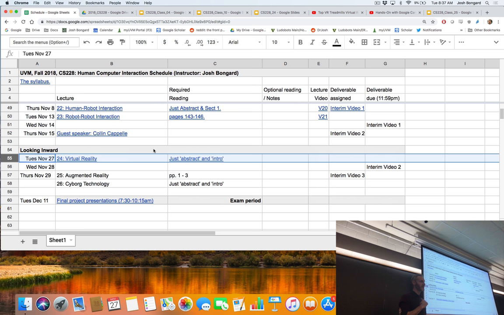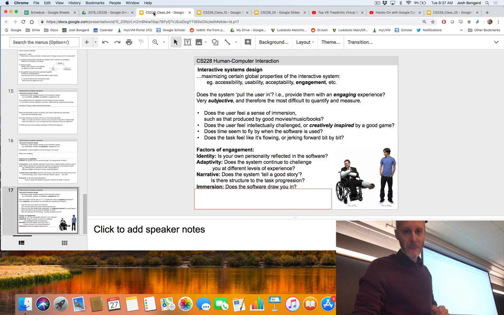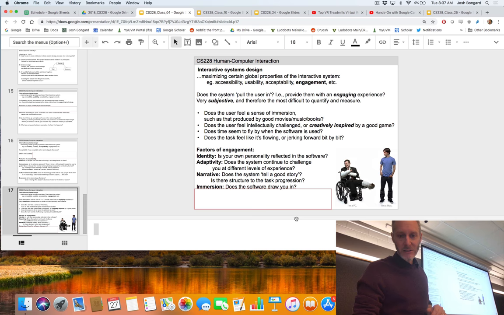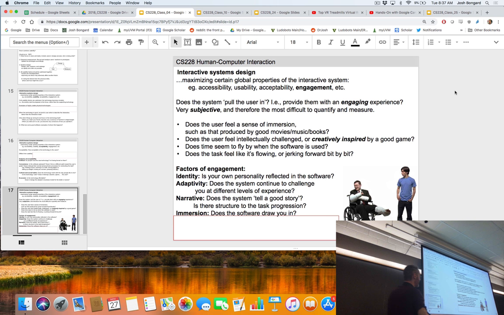Okay, so let's talk about looking inward. Before we do, just to sort of set the context again, you hopefully remember back towards the beginning of the semester, when we were talking about interactive systems design, we were talking about trying to design software that is not just correct and bug-free, but has these additional non-functional requirements. They're not related specifically to the function of the software itself, but these more general and somewhat vague properties, like the system should be accessible, usable, acceptable. And the last one we looked at is the most subjective of them, which is engaging.